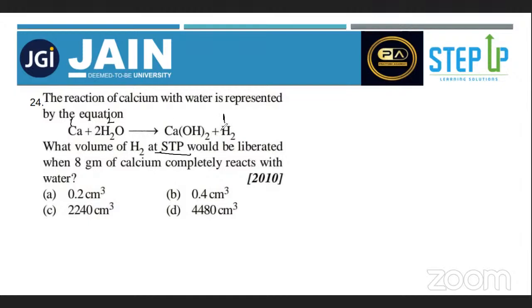Now if I'm finding it for calcium, going by the stoichiometry, 40 gram of Ca, because the molecular mass of calcium is 40 gram, forms 2 grams of hydrogen. This is the first condition: 40 gram of Ca forms 2 gram of H2.